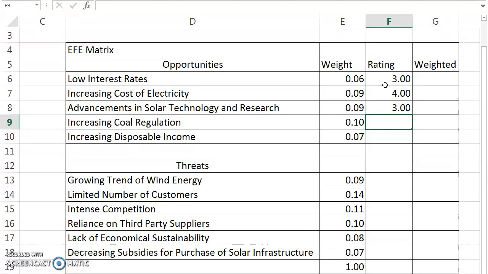Have they responded to increase in coal regulation? This is a huge opportunity for everyone in this industry. Let's say they haven't been responding well to this at all. The response has been poor. I'll give it a 1.